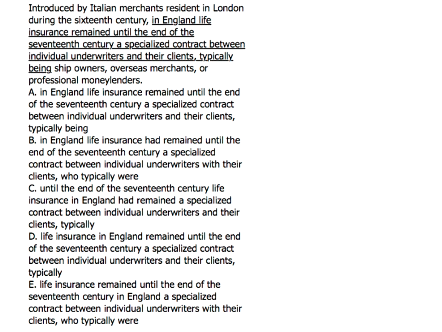All right, ladies and gentlemen, if you don't have an answer selected yet, please pick one. Okay. I see somebody didn't see the problem on the board, but the person who didn't see it has actually been kicked out of the room, so, internet problems. Yeah, okay, let's talk about it here. So, well, introduced by Italian merchants resident in London during the 16th century.